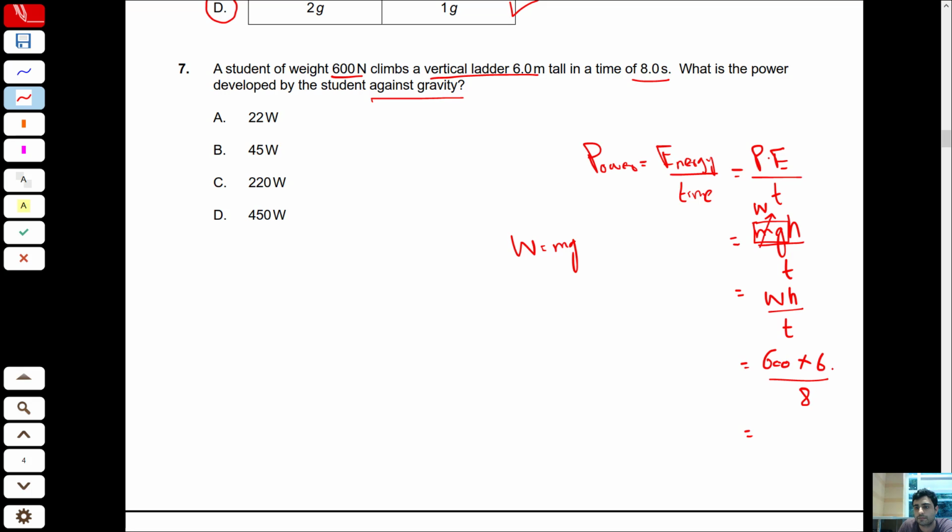Alright, let's simplify. Let's take a table of 2. 2 4s are 8, 2 300, 2 2s are 4, 2 3, and 2 1, 2 150. 150 times 3, so it will be 450 watts. 450 watts of power developed as the person does work against gravity.